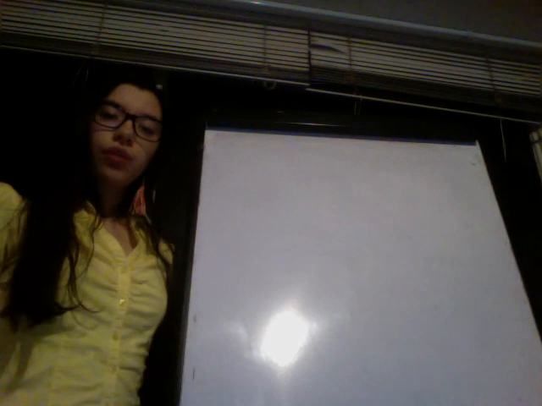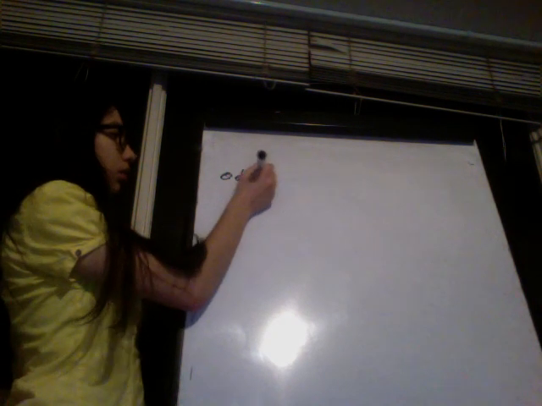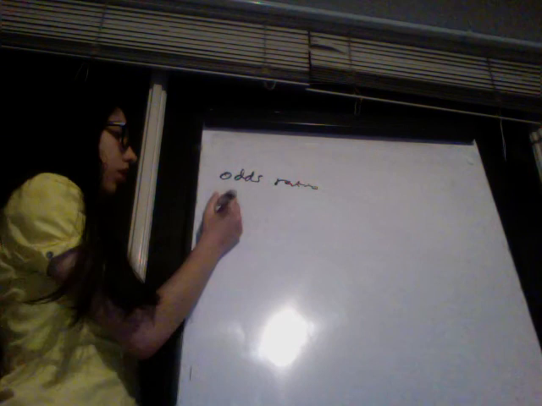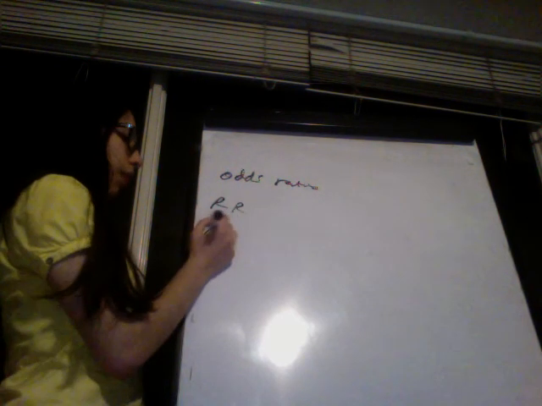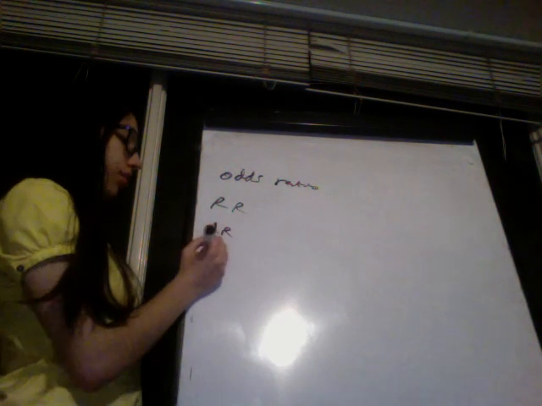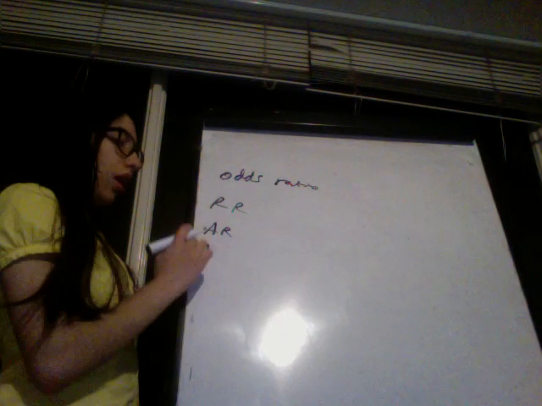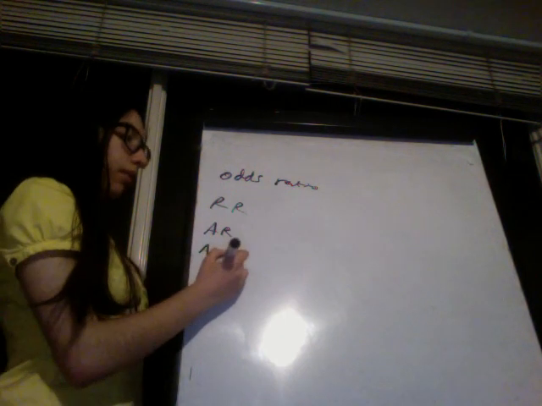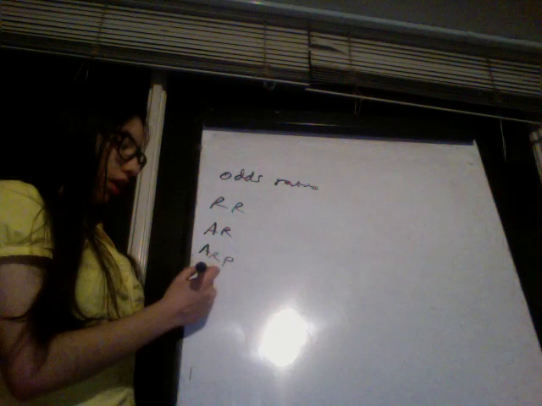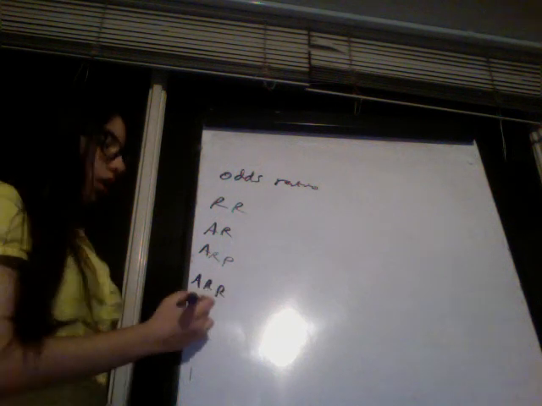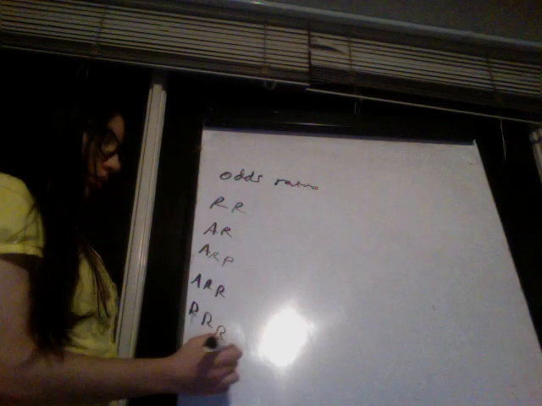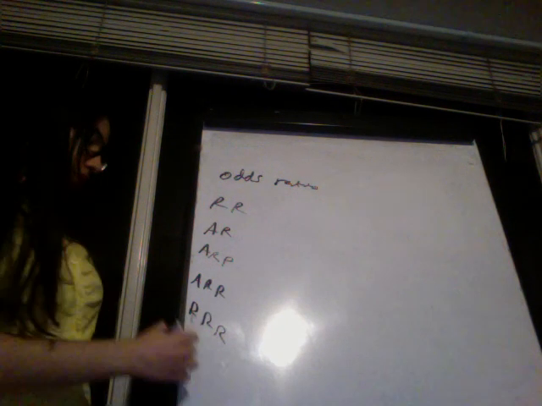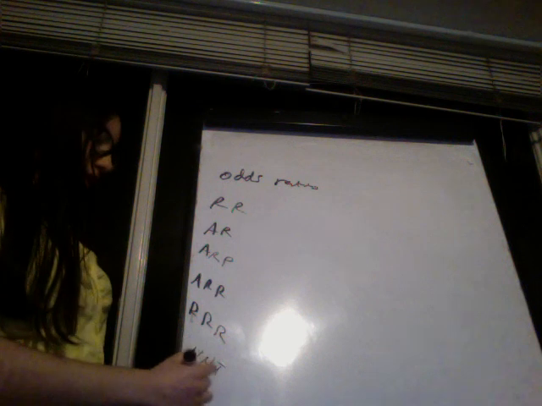We're going to see the different ways to interpret some risk. We're going to see the odds ratio, relative risk, absolute risk, attributable risk percentage, absolute risk reduction, relative risk reduction, and maybe number needed to treat and number needed to harm. I think that is everything.